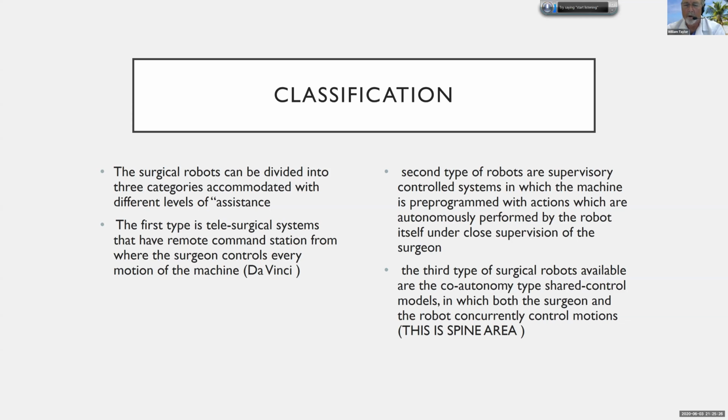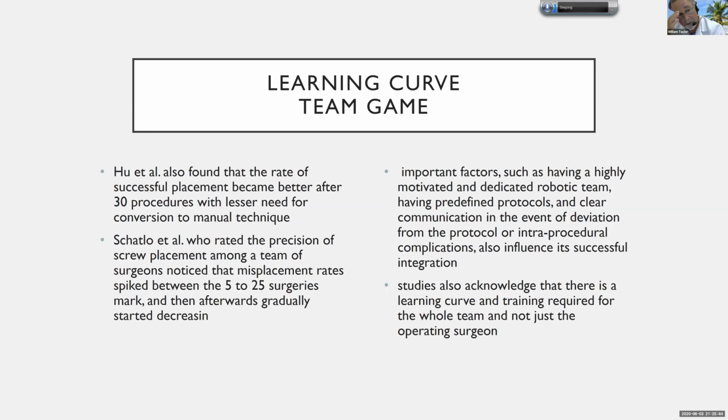The second type of robot is sort of autonomous but performed under close supervision. And then the third is sort of co-autonomy, and that's really where we are in the spine era, is that we set up the robot, we tell it what to do, we stand and watch it, but we control the motion at the same time.